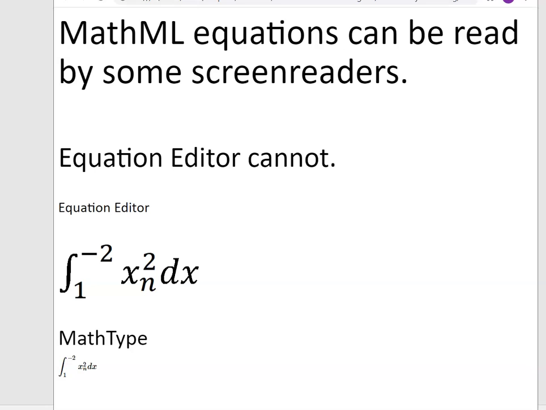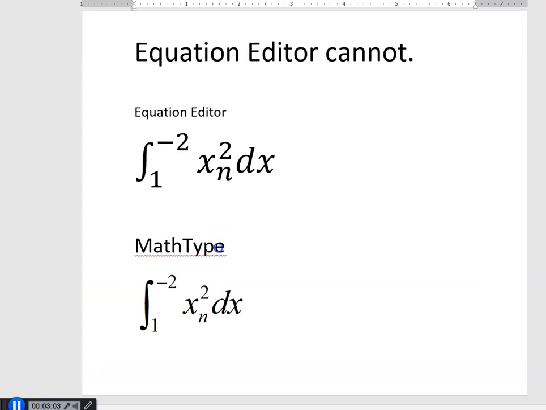So we can see that the screen reader read the equation editor as an image, but it read the MathType integral appropriately. So that's why we want to use MathType. And MathType, we actually can get it in our Canvas web pages that we create, and we would rather use MathType instead of the equation editor in those web pages as well.